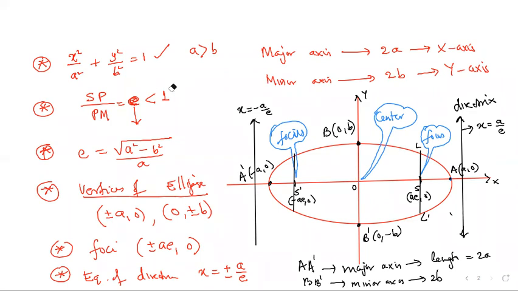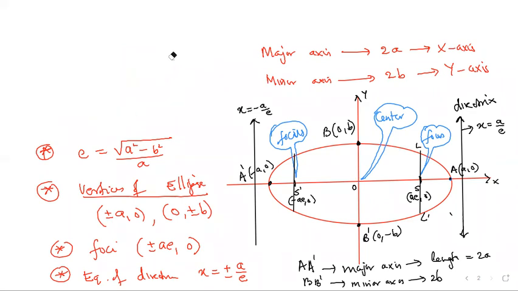Suppose I want to calculate the coordinates of the latus rectum. Remember, the focus x coordinate is AE, so the latus rectum's x coordinate also will be AE. Why? Because everywhere on this line, the x coordinate will be the same. If one point has x coordinate AE, all the points on this line will have x coordinate AE. So if I want to find its y coordinate, this point L is a point on this ellipse. So you replace this x by AE, and you will automatically get the y coordinate.